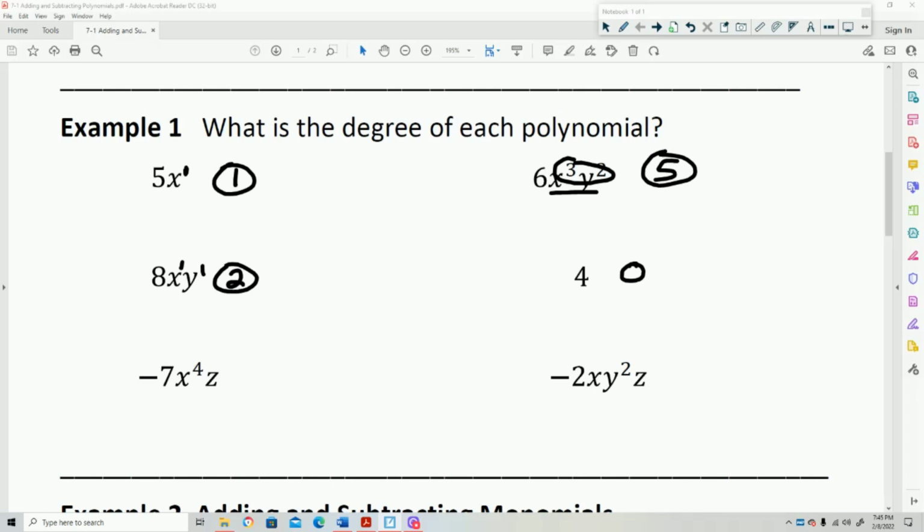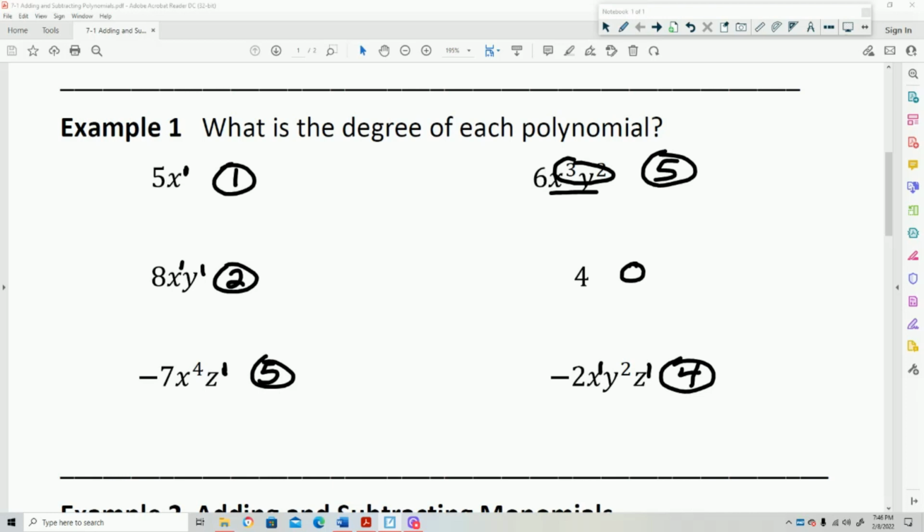This one has a degree of 4 plus the 1 on the z, which is a degree of 5. And this one has a degree of 1 plus 2 plus 1, which is 4, a degree of 4. That is how you find degrees of monomials. Now let's look a little closer at polynomials.